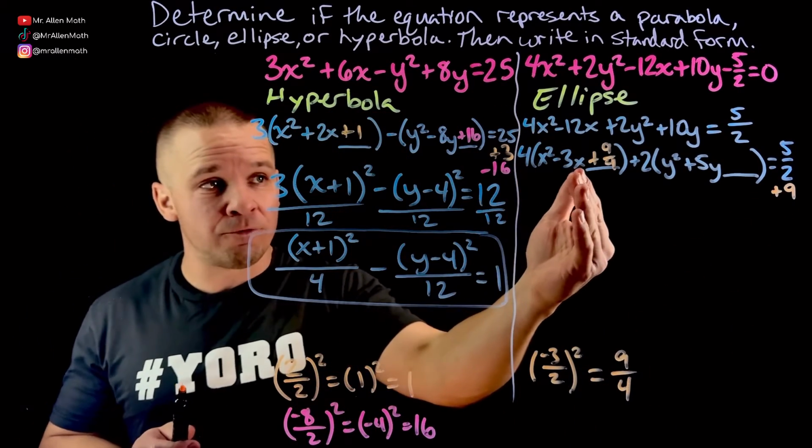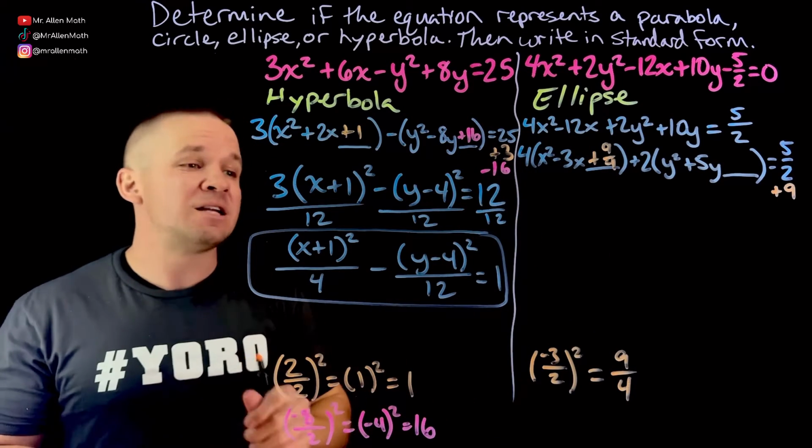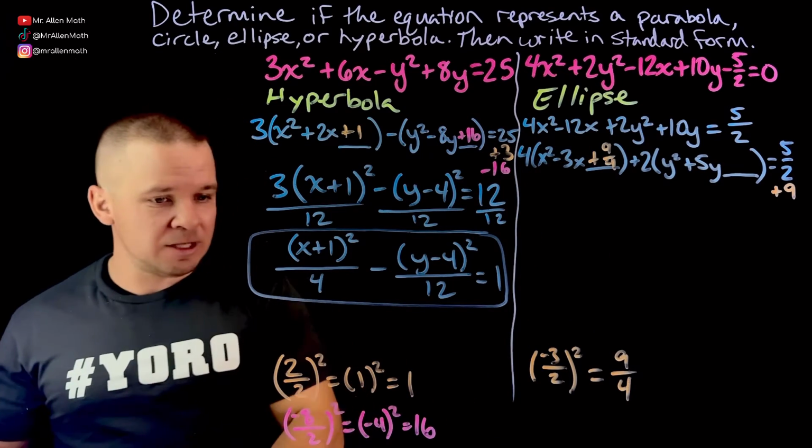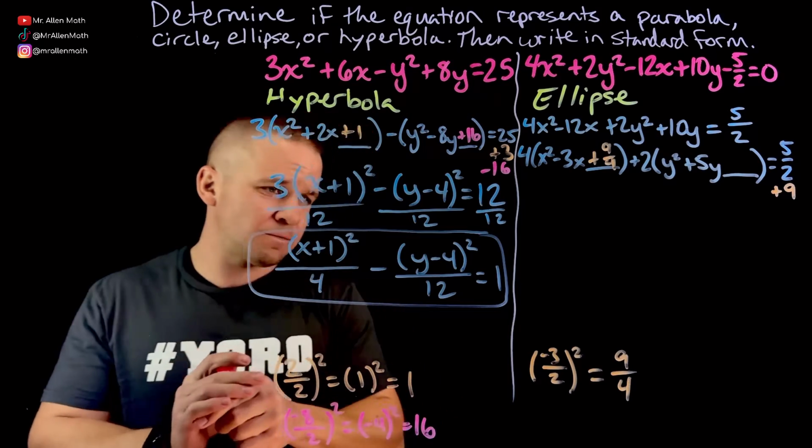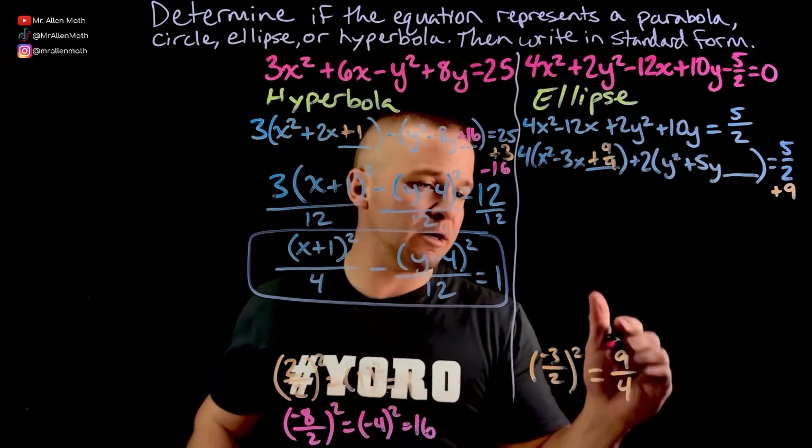I didn't add 9 over 4. I added 4 times 9 over 4. All right. Now, how about the other one there? We'll do it in pink. So we've got, again, another one.